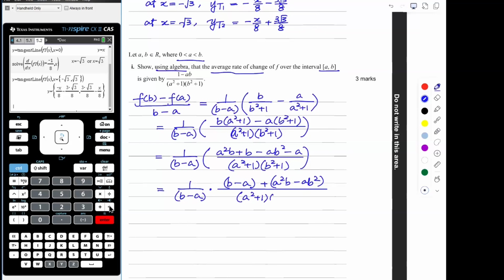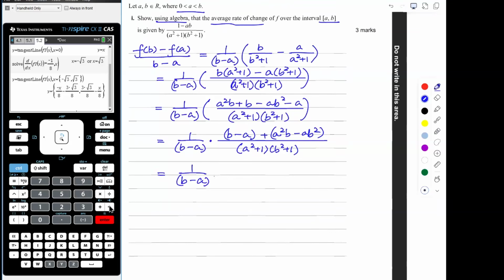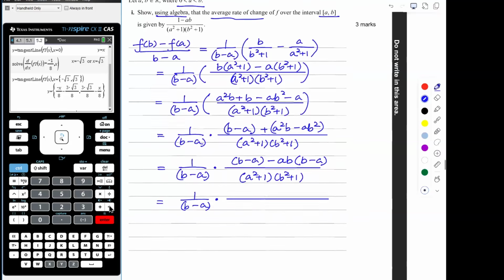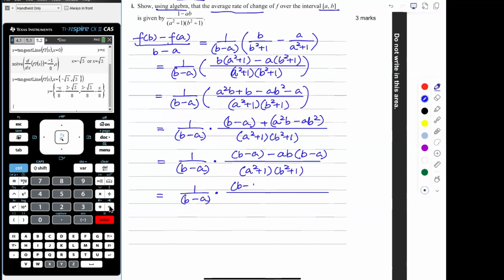Over that. So we will need to get a common factor, say 1 over b minus a. We've got a(b minus a) here. Then if we take minus ab out, this will be b minus a. So you can see there's a lot of working here, but it's a 3 marks question. Just like last year, the November paper also had a 3 marks question, anyway, for show that.